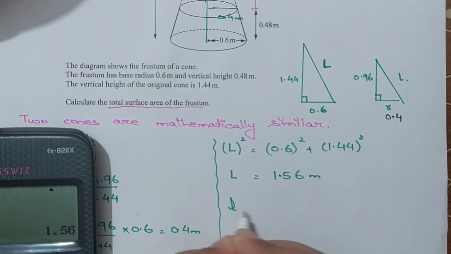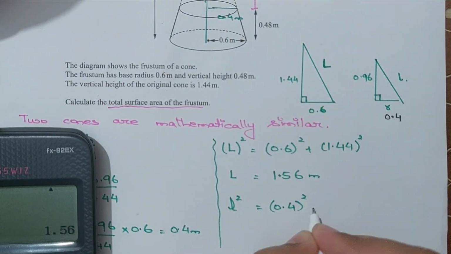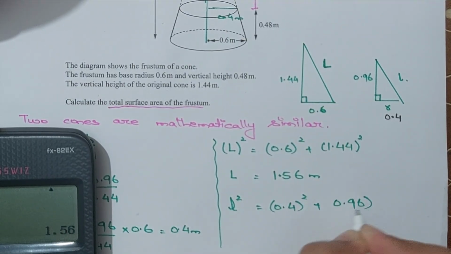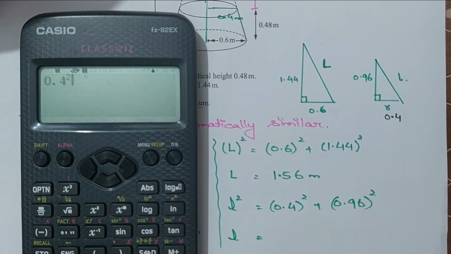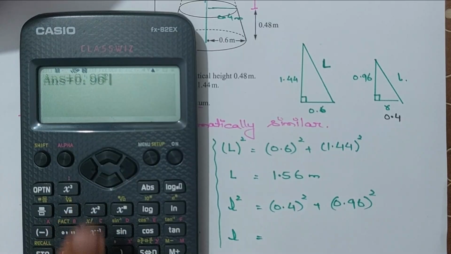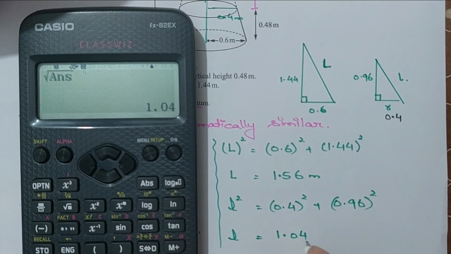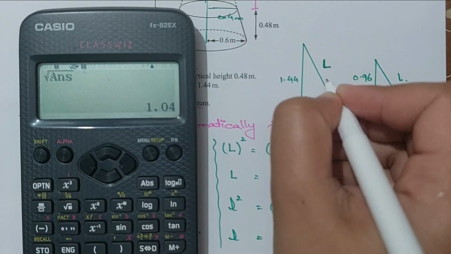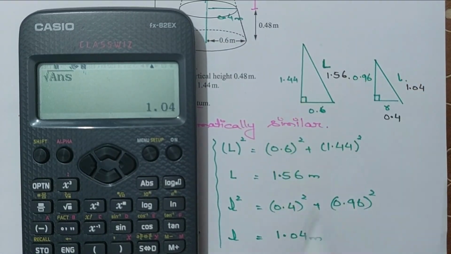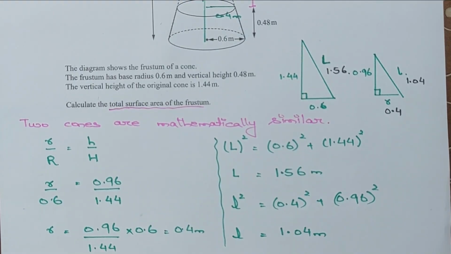Do the same for the small l. l squared is 0.4 squared plus 0.96 squared. Let's solve for the small l. 0.4 squared plus 0.96 squared, the square root of the answer is 1.04 meters. Okay. Let me label this. This is 1.04 and this is 1.56. Now we have all the dimensions for the larger and the smaller cone, right?